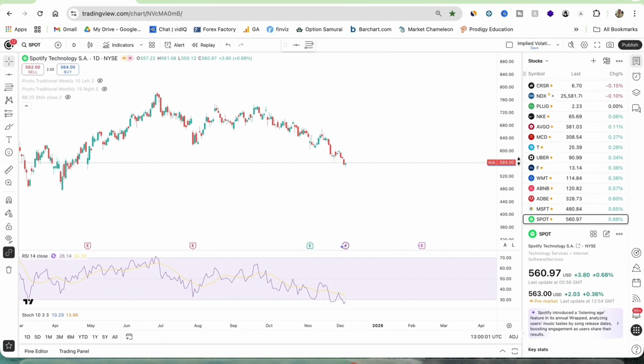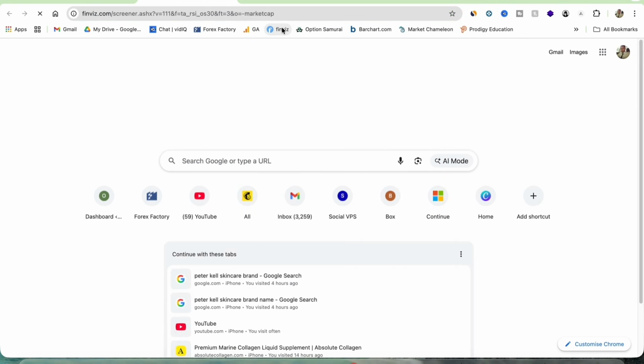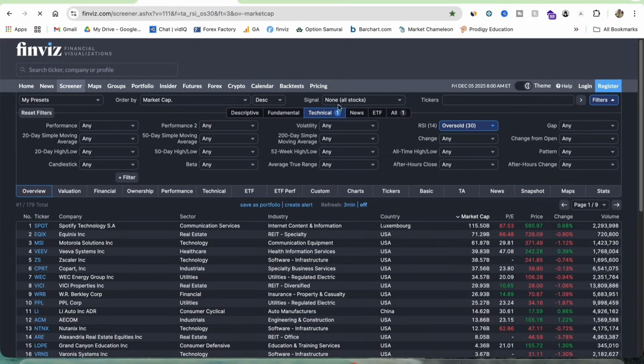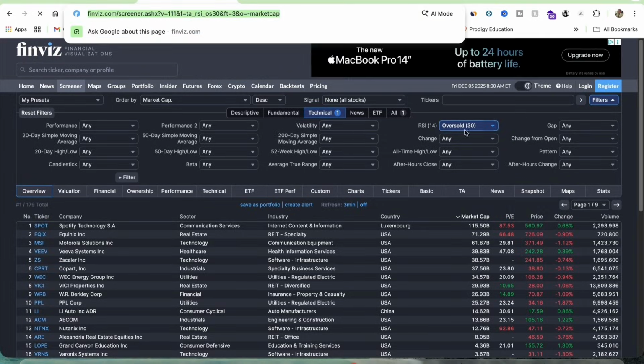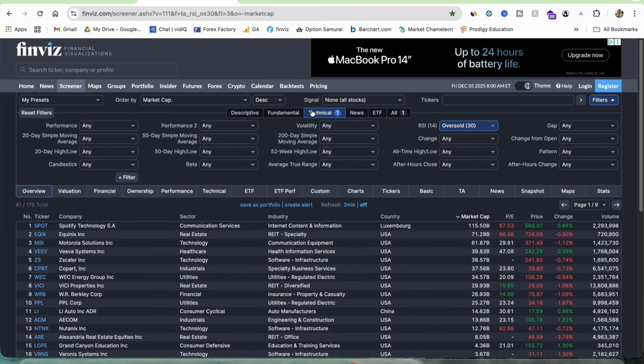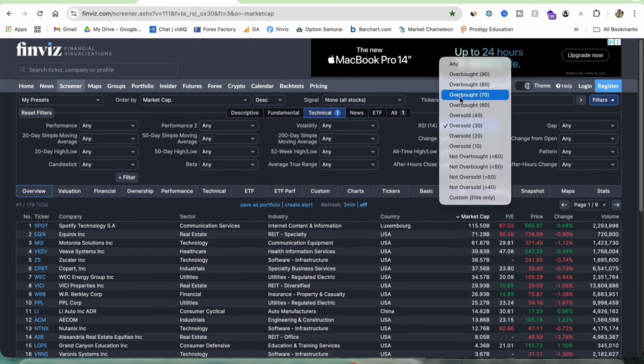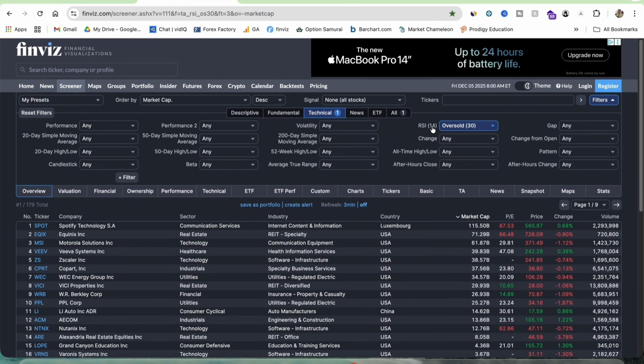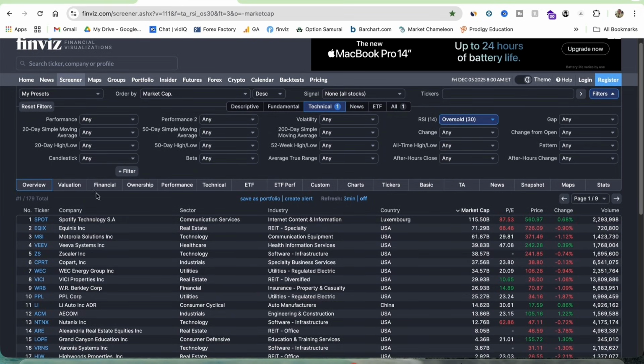So how do we build out these stocks? Now, the best way I do this is look at something like FinViz. With FinViz, you can just build out the metric and then save it in your favorites. So what I do is I look at the technicals, oversold 30. You can do the other way, oversold 70, if you really wanted to. And then I sort it by market cap. So again, Spotify's in there.